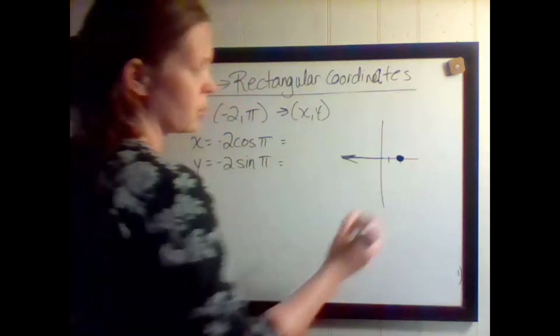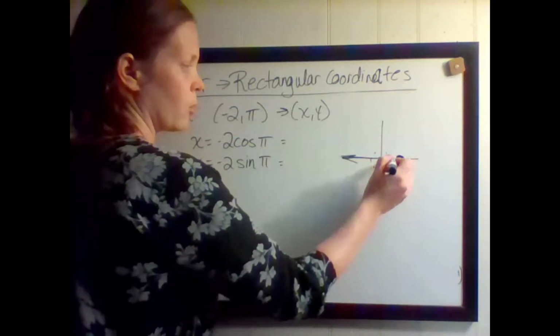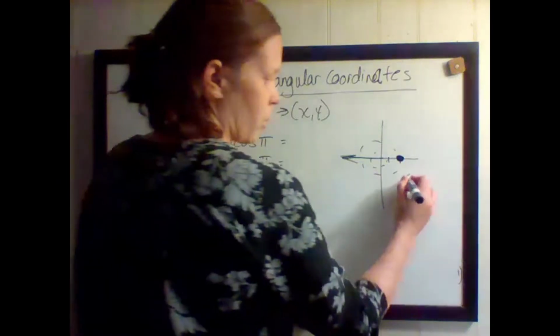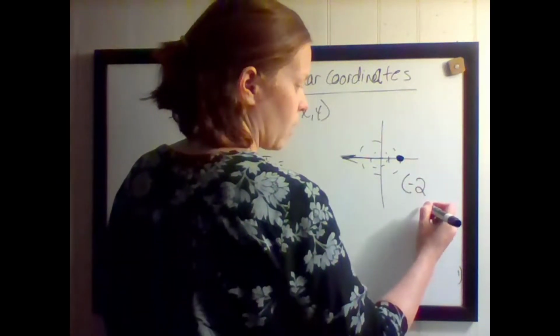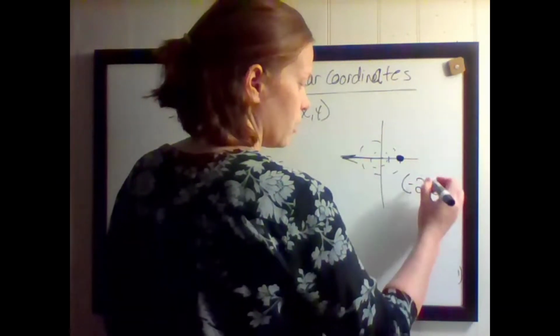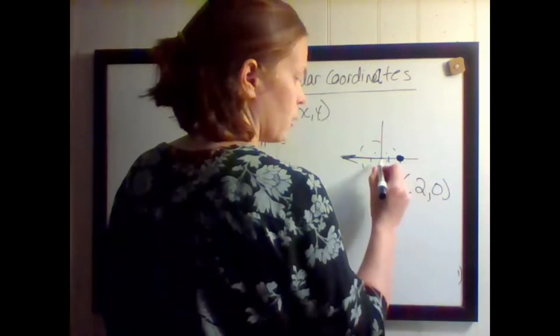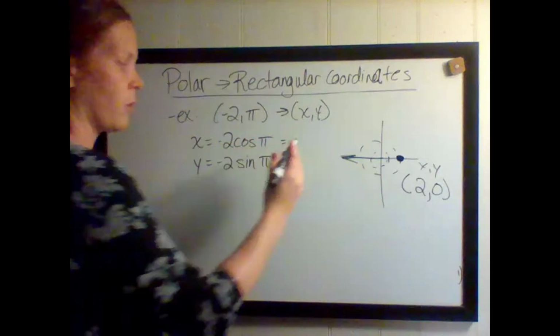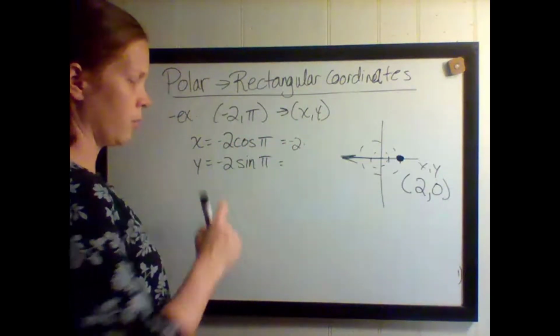So there's my point. Okay, that's my polar coordinate. I can just look at this and see that the xy value is going to be positive 2, 0, not negative. So to the right, 2, 0, that's my xy. Well, let's check that out with my formulas.